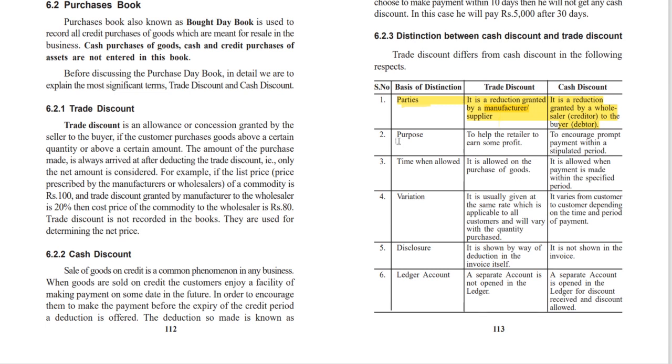Okay, so what is the purpose of trade discount? To help the retailer to earn some profit. It may be to make the retailer earn some profit, or to make the retailer feel happy and buy again in our business. Whatever the reason, the purpose is to make the retailer earn some profit. Next, cash discount is to encourage prompt payment within a stipulated period.